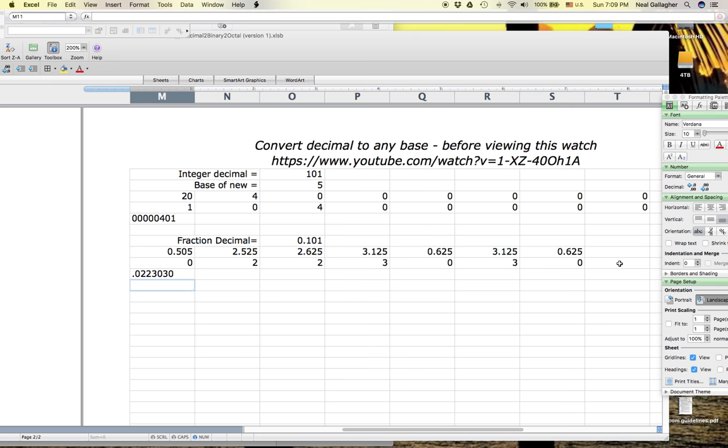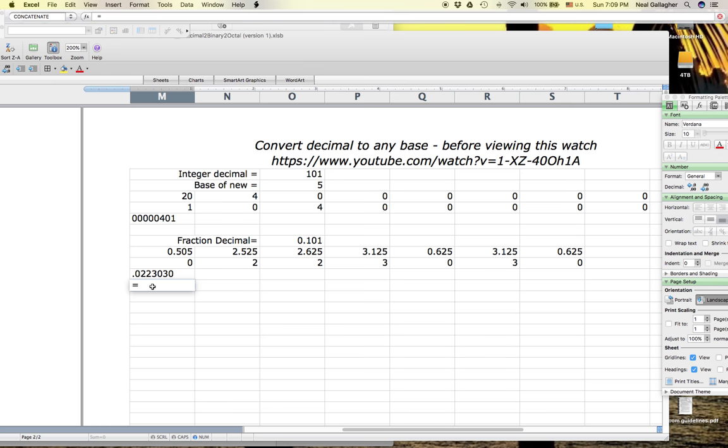Now, to check that, what we have to do is take the first digit here, which we multiply by 1/5. So this is 1/5, 1/25, 1/125, 1/625, and so on. So let's just use these first four numbers and check it out. I'm going to write it in here.